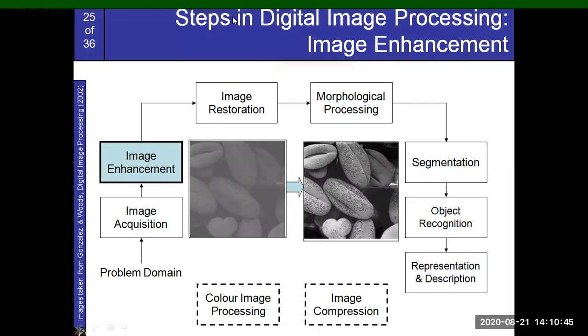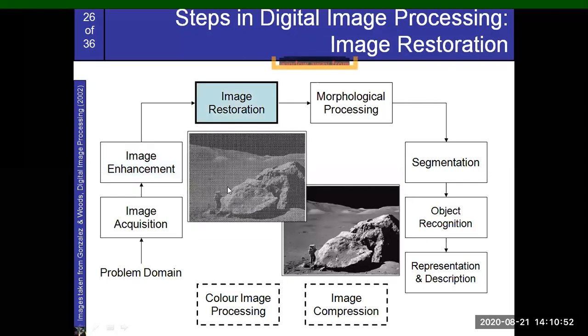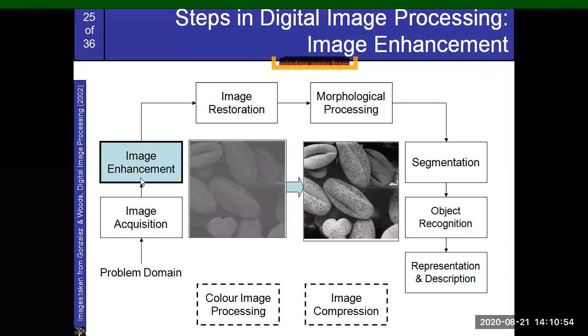The second one is image enhancement. In the second step, if you observe, the captured image is very dull, with noise also. The first picture is very dull and has noise. But after enhancement, if you observe clearly, the image is very clear, with good clarity. Okay, enhanced.